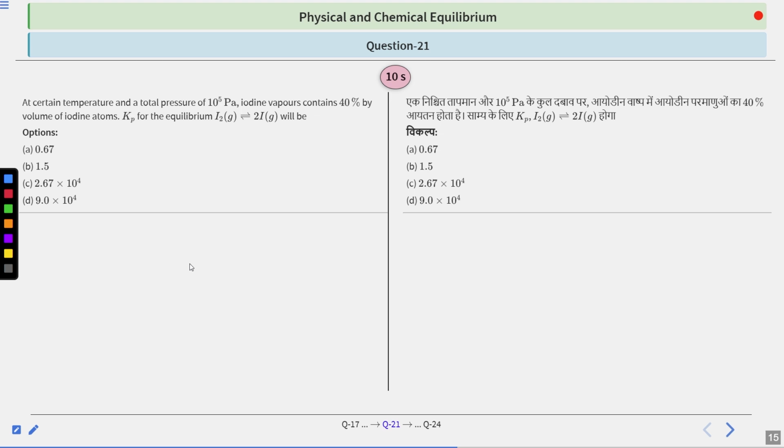Next question. At a certain temperature, at a total pressure of 10 to the power 5 Pascal, iodine vapors contain 40% by volume atoms. Kp for the equilibrium I2 gas giving 2I gaseous will be. Options are A 0.67, B 1.5, C 2.67 into 10 to the power 4, D 9 into 10 to the power 4. So you have some time to solve this question. Your time starts now.